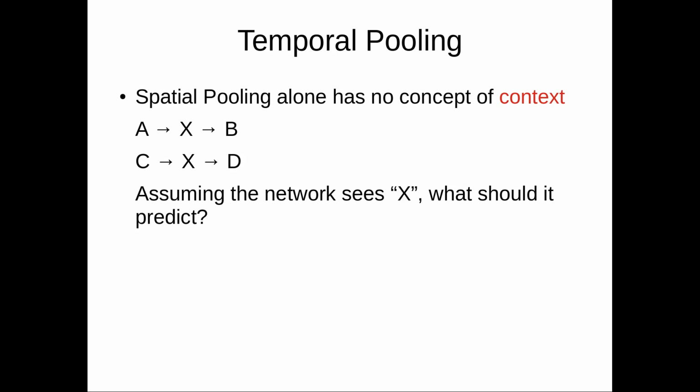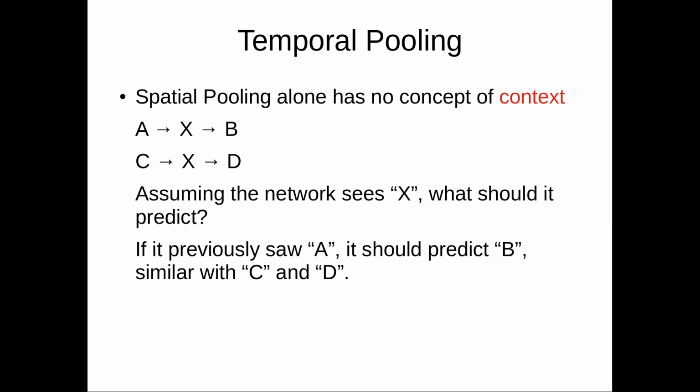Now, also interesting is you might think, okay, well, what should it predict if it sees X without seeing anything before it? Really, really elegantly, HTM will then predict B and D. This is a really intuitive way of representing uncertainty.